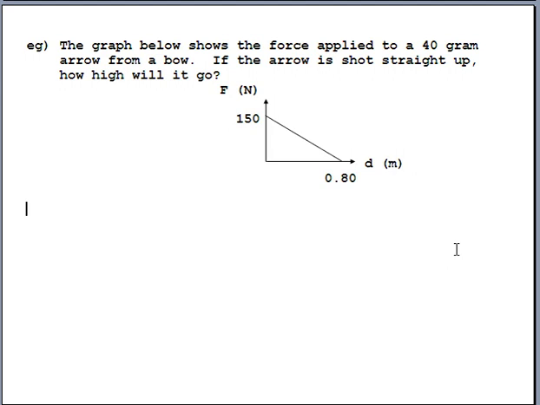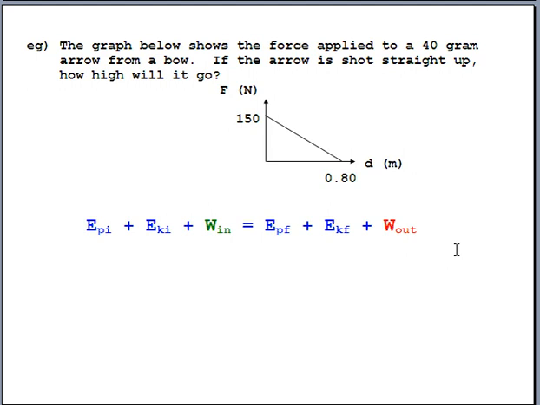We can skip the whole speed part, and we can say, you know, at the beginning of the story, there's a bow there that's going to do a lot of work, and at the end of the story, there's this arrow dangerously up high in the air. And so we'll just skip the whole speed part entirely.